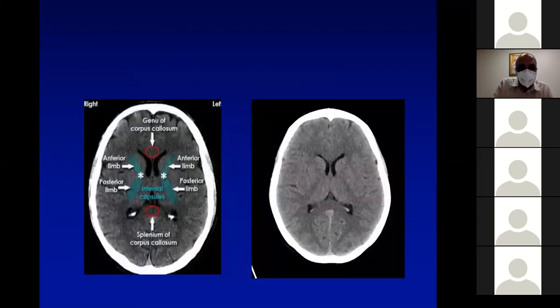Now, this is an axial CT scan image. And on this is the anterior horn of the lateral ventricles, the posterior horn, and this is a normal image. And this is again a labeled image indicating the anterior part of the corpus callosum called the genu, the posterior part of the corpus callosum called the splenium, the internal capsule, which is marked with an asterisk indicated with blue color.